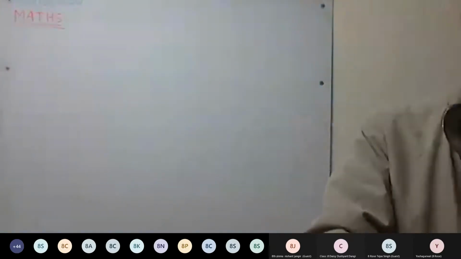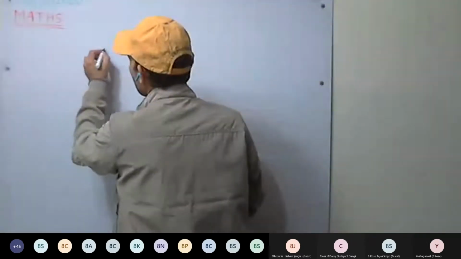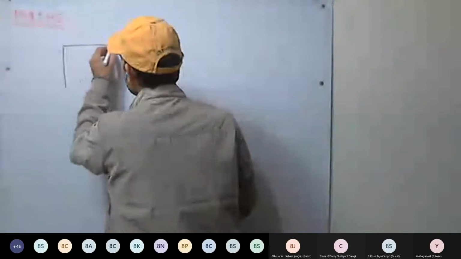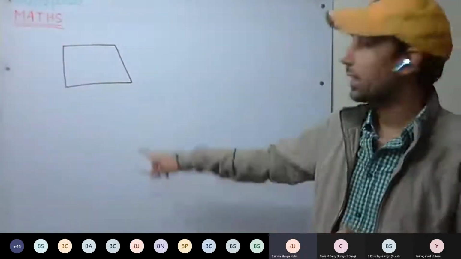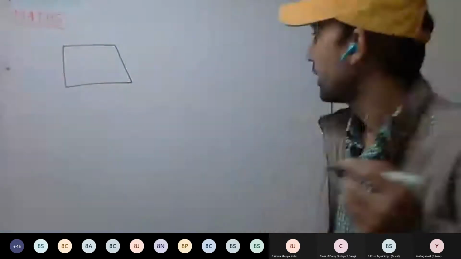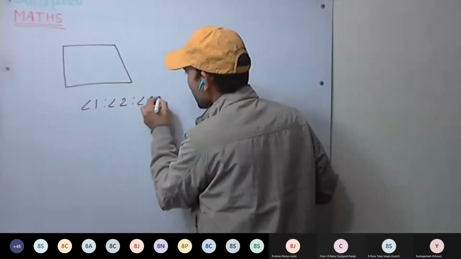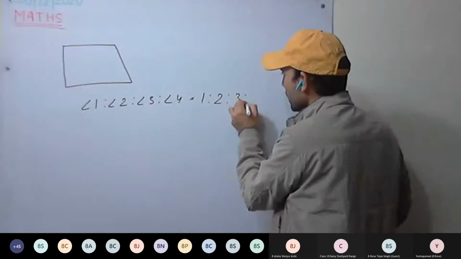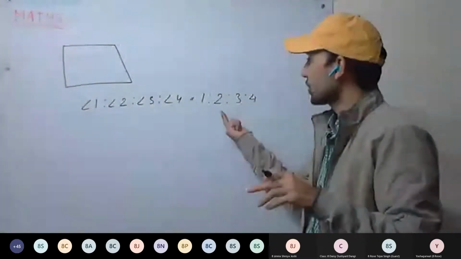So the angles of a quadrilateral are given in the ratio. How many angles are there in a quadrilateral? Four interior angles, and they are given in ratio. That is, angle 1 is to angle 2 is to angle 3 is to angle 4, given as 1:2:3:4.